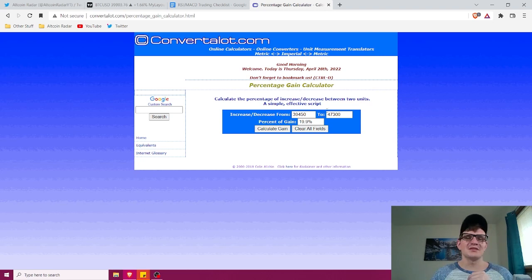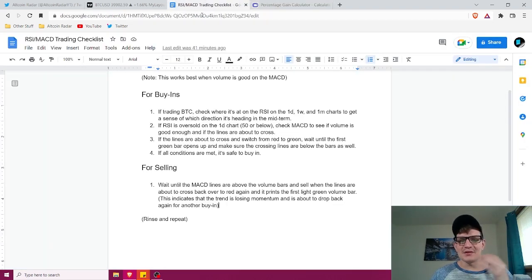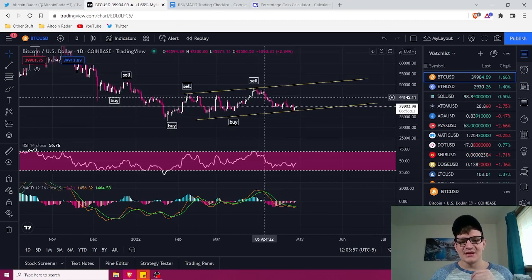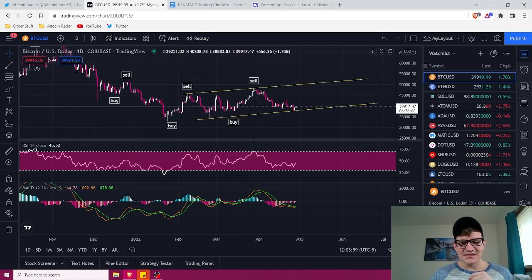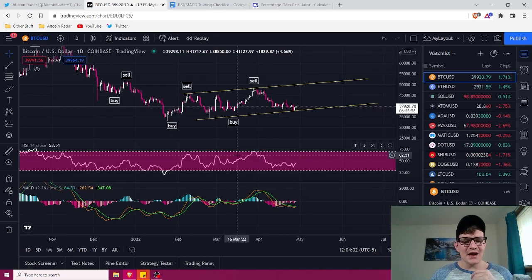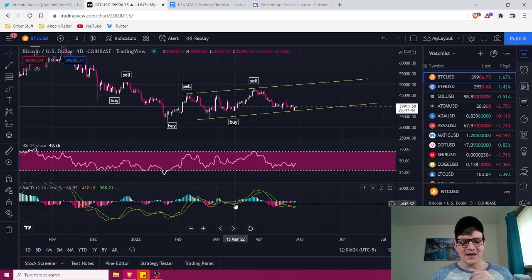It is super simple. It's not even funny. So guys, overall, that pretty much is it. As you guys can see here, you want to buy when these lines are crossing, and make sure these lines are below the volume bars, okay? You want to make sure the lines are below the volume bars, and that the lines are about to cross and that first green bar gets printed. Then you're going to buy in, okay?